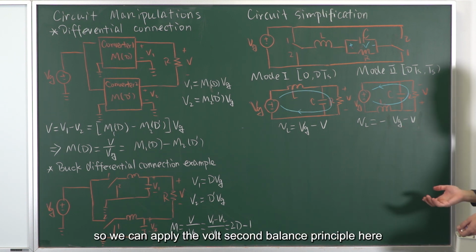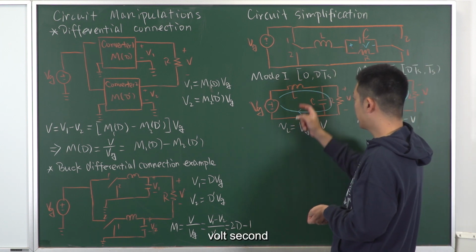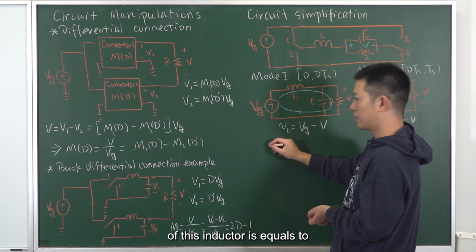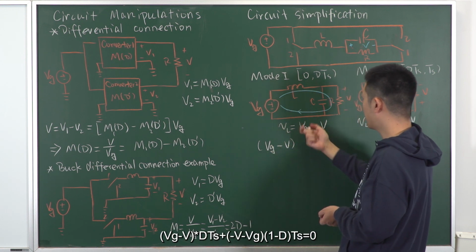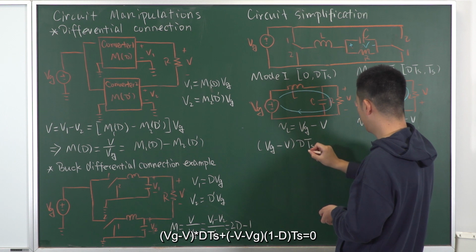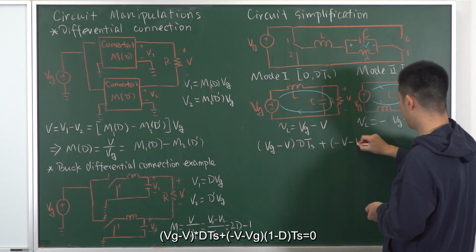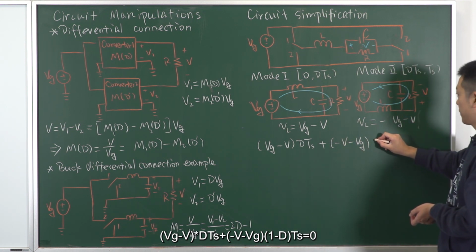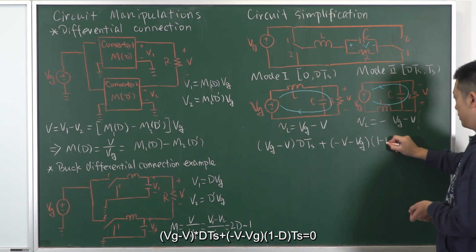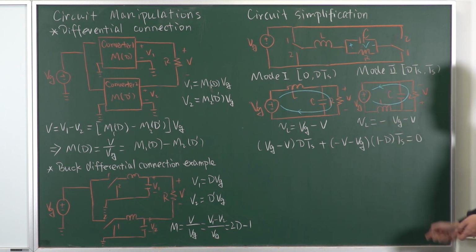So we can apply the volt-second balance principle here. At steady state, the volt-second of this inductor is equal to (Vg minus V) times the duration DTs, plus (minus V minus Vout) times (1 minus D) Ts, equals 0.